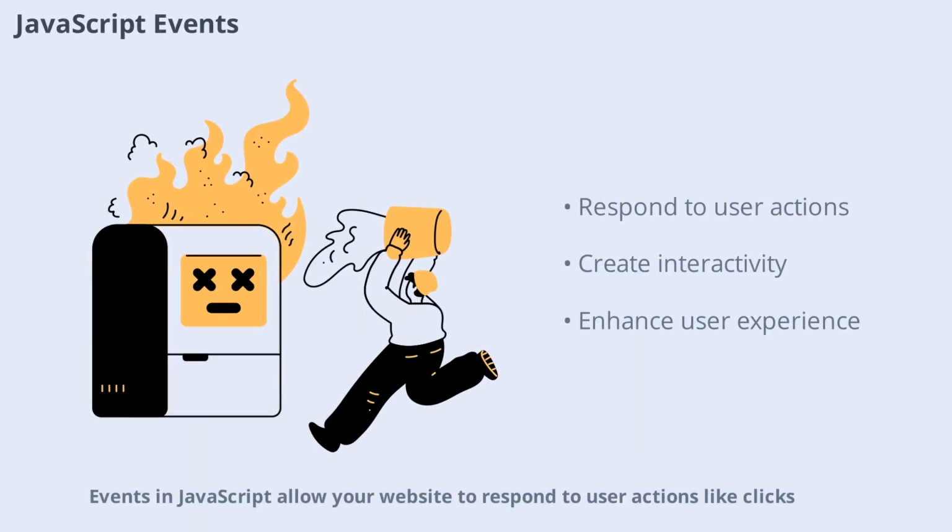Events in JavaScript allow your website to respond to user actions like clicks, key presses, and mouse movements. By handling events, you can create interactive features such as drop-down menus, sliders, and pop-ups. Understanding how to use events is key to building dynamic, engaging web experiences. Let's explore some common event types and how to use them in your projects.